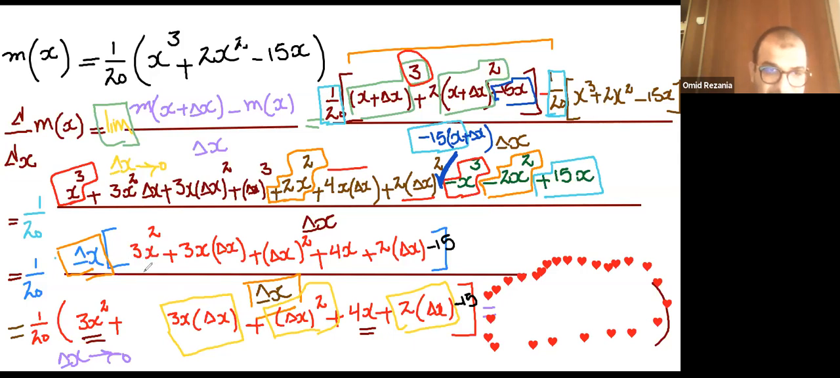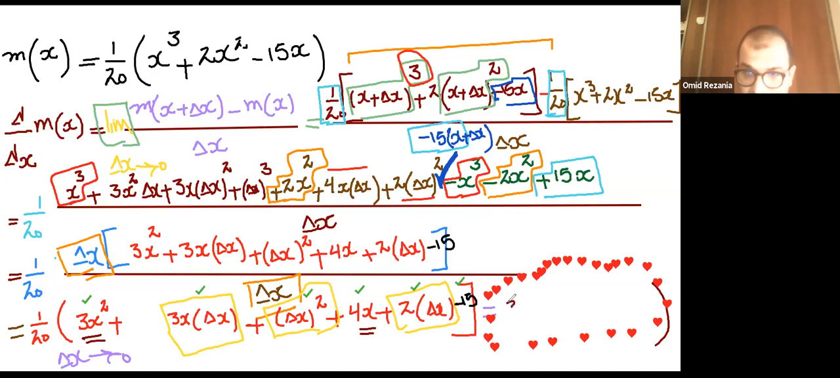Then the term which is left is 3x squared. It's correct. Three x squared is correct. I have 3x delta x, correct. I have delta x squared. This is correct. I have plus 4x. This is correct. I have plus 2 delta x. This is correct. And I have minus 15. This is correct. At this stage, I just put delta x goes to 0.